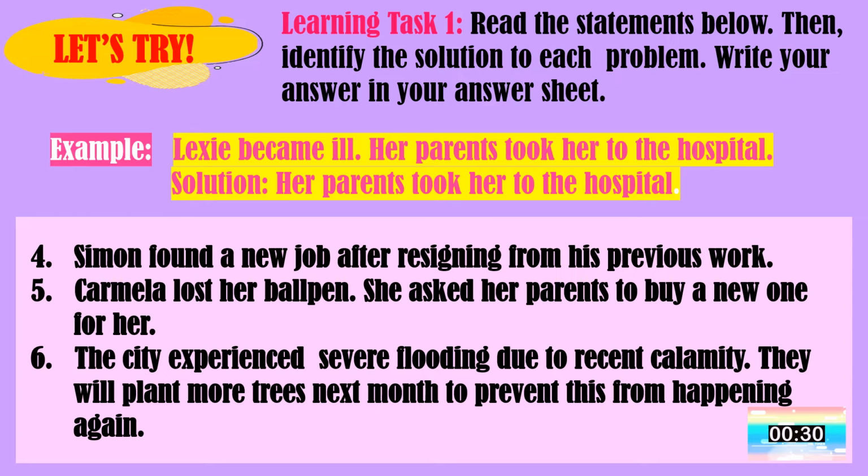Number 4. Simon found a new job after resigning from his previous work. Number 5. Carmela lost her ballpen. She asked her parents to buy a new one for her. Number 6. The city experienced severe flooding due to recent calamity. They will plant more trees next month to prevent this from happening again.